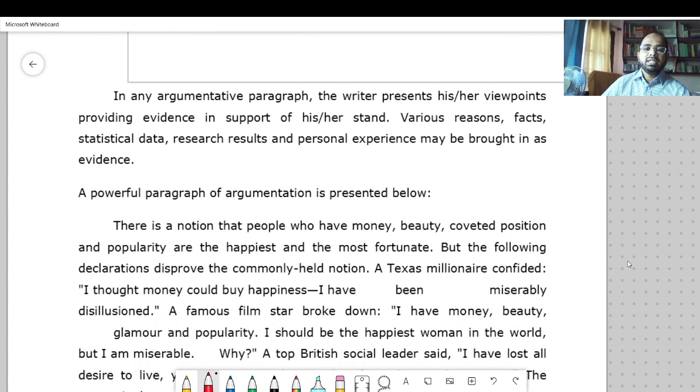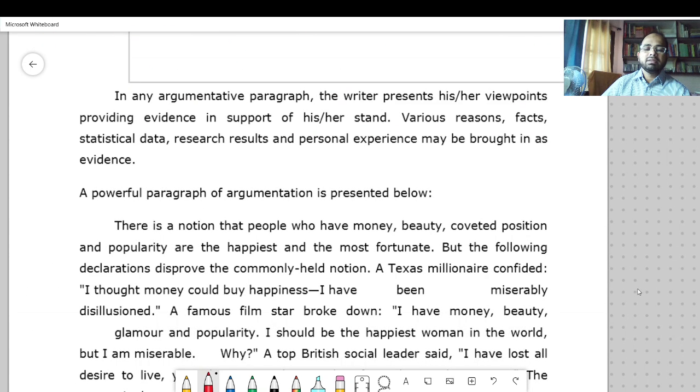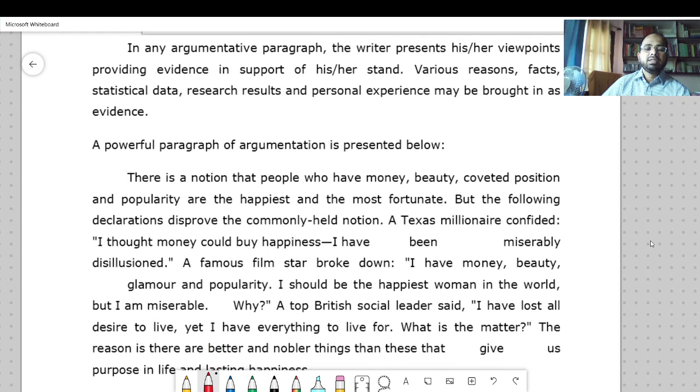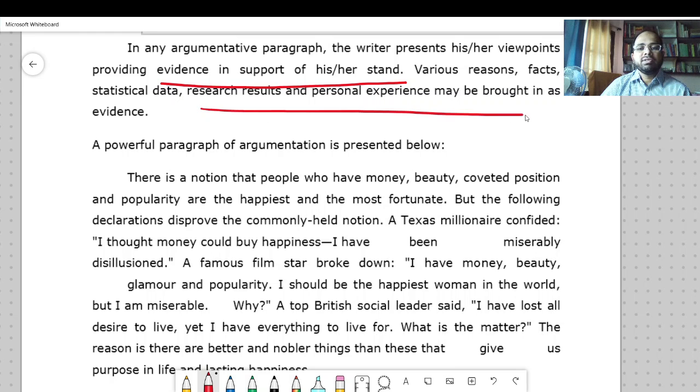இந்த ஆர்குமெண்டேஷன் அப்படின்னா ஆர்குமெண்ட் பண்றது, டிஸ்கஷன், டிபேட், அதுதான் அர்த்தம். In the argumentation paragraph, the writer presents his/her viewpoints, providing evidence in support of his/her stand. அது ஏன் அப்படி செஞ்சான்னு சொல்லி ப்ரூஃப் கொடுக்குறாங்க இல்லையா, அதுதான் ஆர்குமெண்டேஷன். Various reasons, facts, statistical data, research results and personal experience are brought in as evidence. A powerful paragraph of argumentation is presented below.